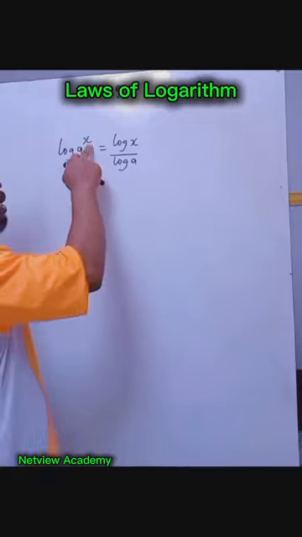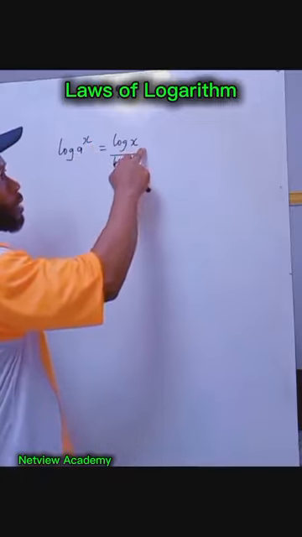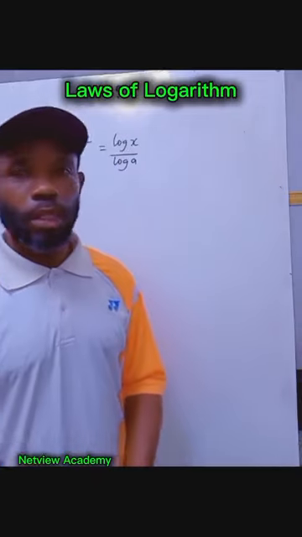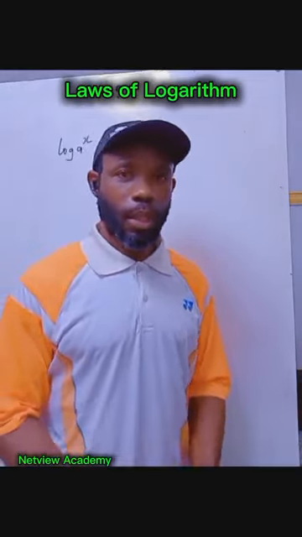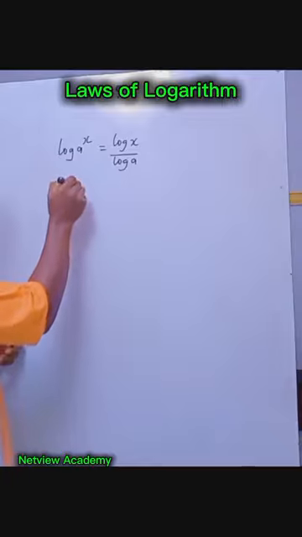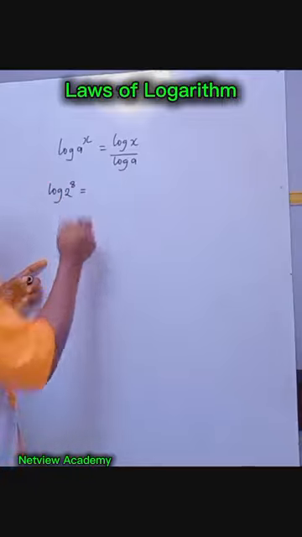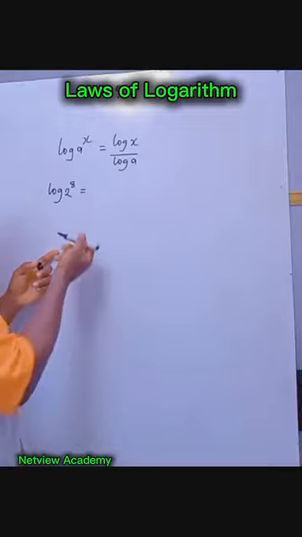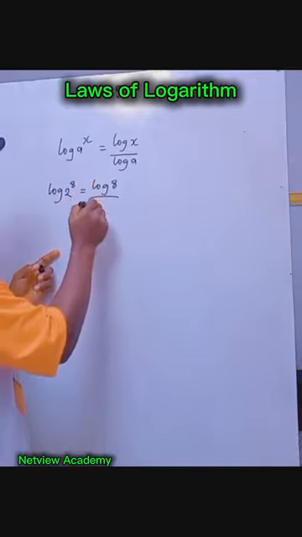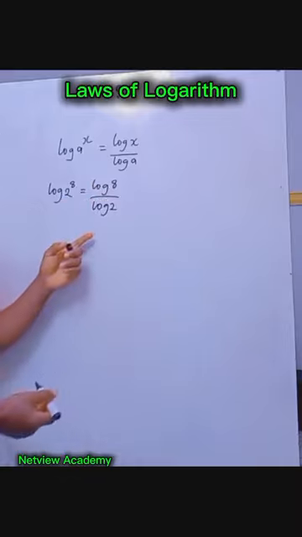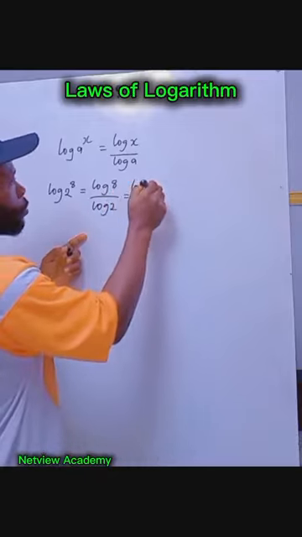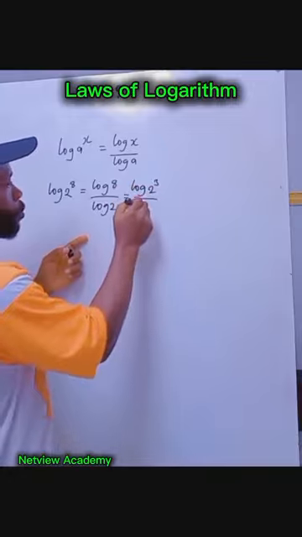Log x to the base a is equal to log x all over log a. This is the change of base formula in logarithm. Let me show you how to apply it. Log 8 to the base 2, according to the change of base formula, can be expressed as log 8 all over log 2. We can express log 8 as log 2 raised to the power 3 all over log 2.